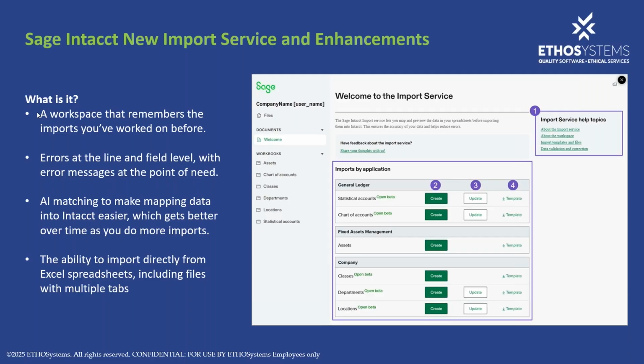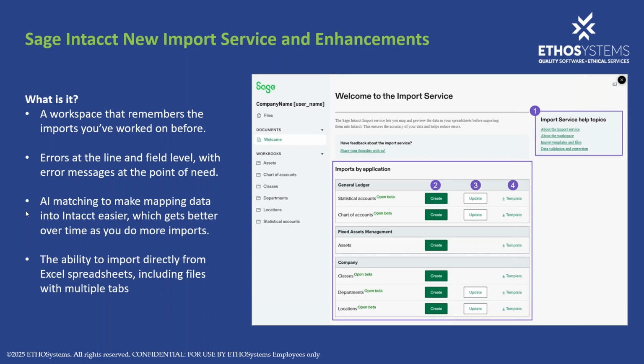So a workspace is going to remember the imports that you've worked on before. That's really nice, right? It shows errors at the line level and field level with error messages at the point of need, where before, remember, when we're doing it the way that it originally was set up, and most of us are still using that way, you get one error at a time and you get an email and you go through it. Now you're going to be getting a lot more detail of what's going on, because before, some of those errors, unless you worked in Sage Intacct for a while, if you were new, were a little cryptic, and so that kind of goes away now.